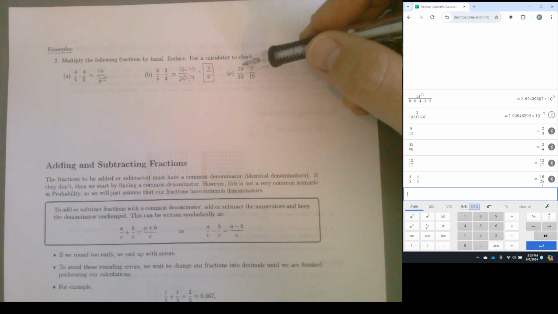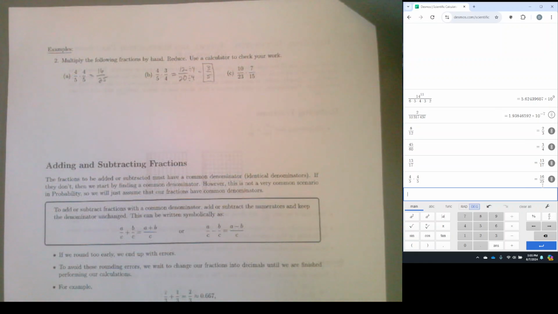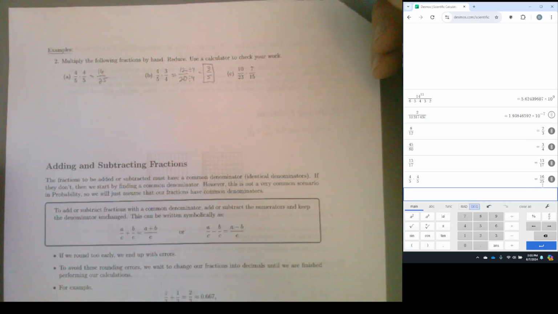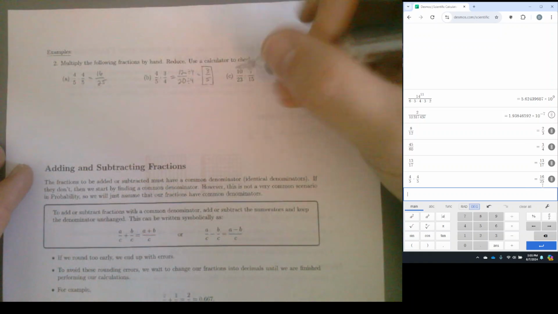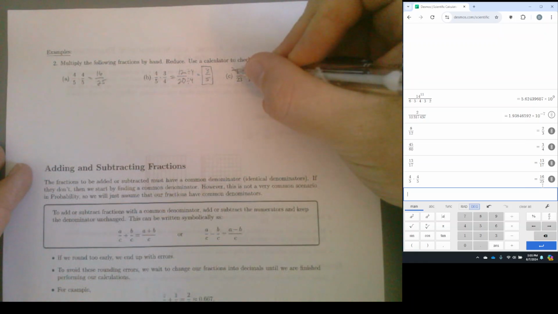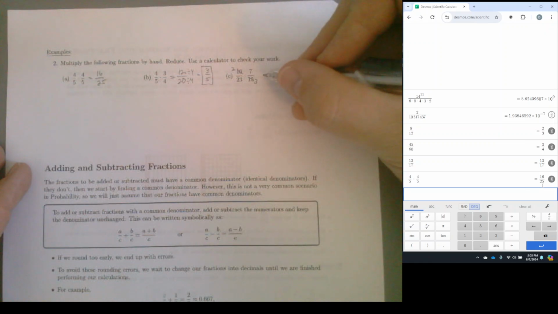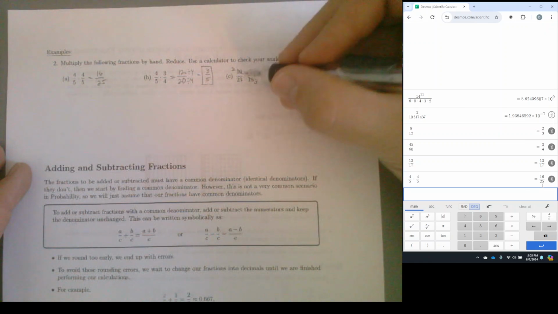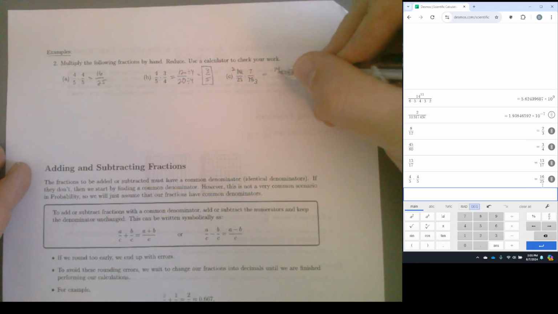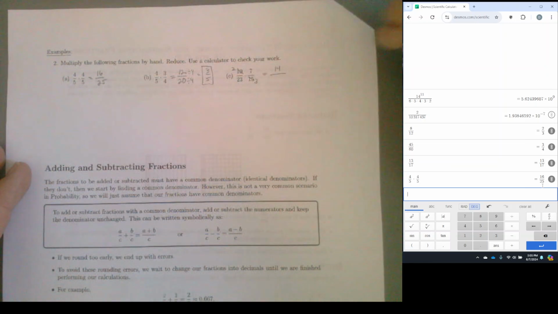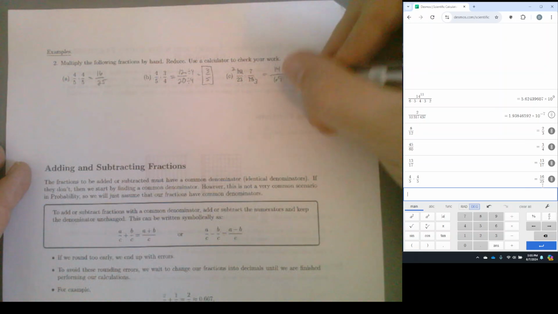For something like 10 23rds and 7 15ths, you might notice that it's easier to do the reducing before you do the multiplication, and that's called cross-canceling. Or if you're not familiar with cross-canceling, don't worry about it. But I noticed that a 5 will go into the 10 twice, and it'll go into the 15 3 times. And now this makes my multiplication much easier because I can just do 2 times 7 to get 14, and 23 times 3 to get 69.